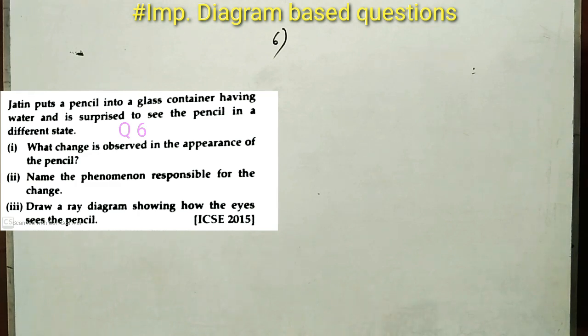Jatin puts a pencil into a glass container having water and is surprised to see the pencil in a different state. What change is observed in the appearance of the pencil? Name the phenomenon responsible for the change. Draw a ray diagram showing how the eye sees the pencil. Very simple. This is the case of refraction. All of you know it. This is the case of bending of the pencil.